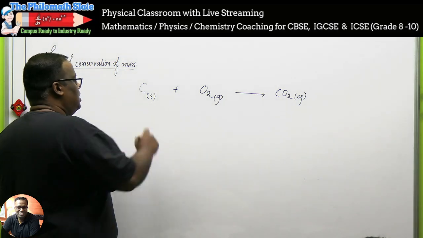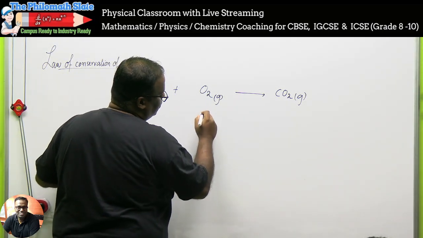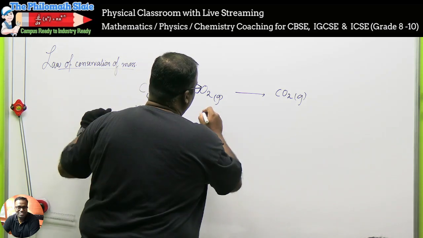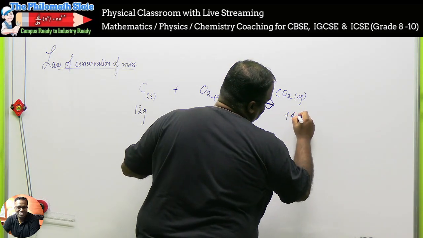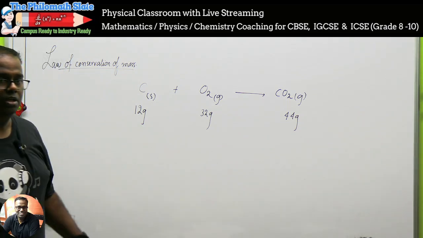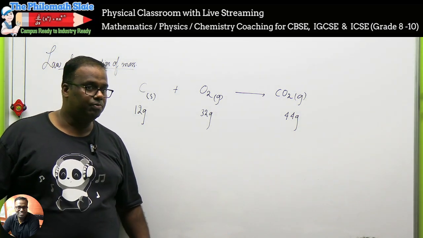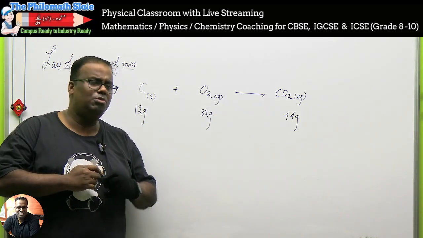Okay. If 12 grams of carbon is made to react with 32 grams of oxygen, you are supposed to get exactly 44 grams of CO2. This is law of conservation of mass. अब सवाल आता है, sir, later we will see many other combinations also. Okay. Tell me one more thing.